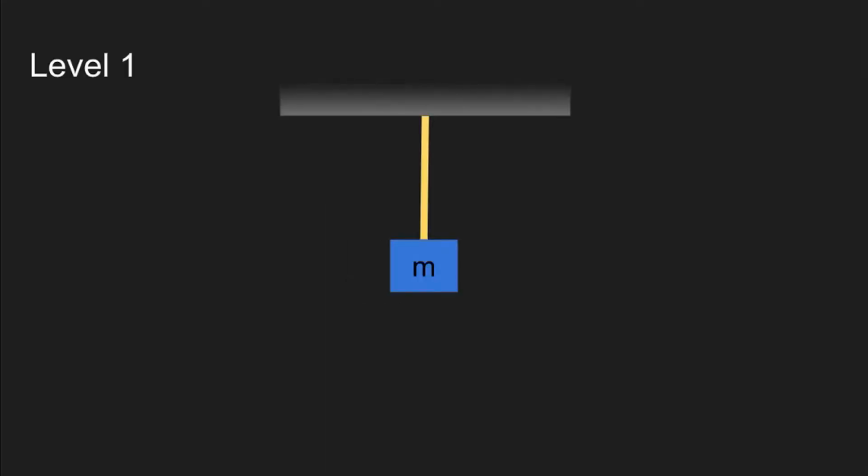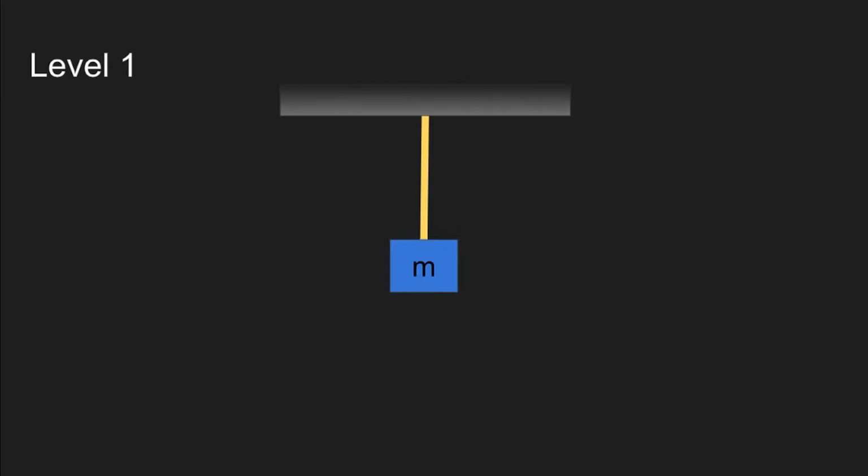So I split it up into levels. Level 1, as you can see here, is just your average block suspended by your average rope. Why am I calling them average? They're outstanding. This is our outstanding block, suspended by our outstanding rope.